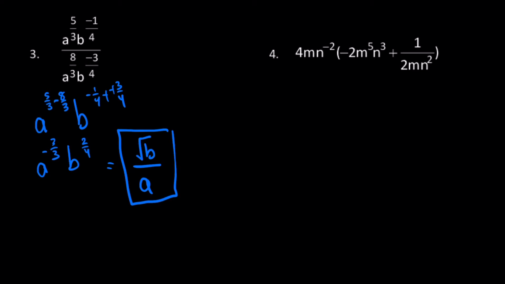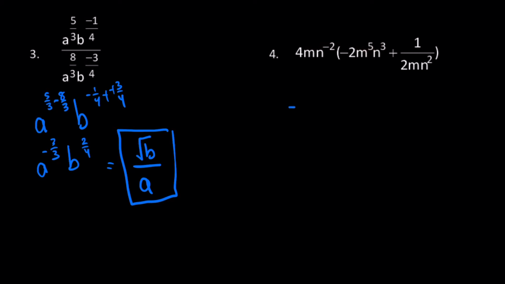Example 4 is a little bit challenging. If you notice the parentheses here, that indicates multiplication. So we're going to distribute 4mn to the negative 2 to both of these terms. And when you multiply your bases, we add our exponents. All right, so let's start.